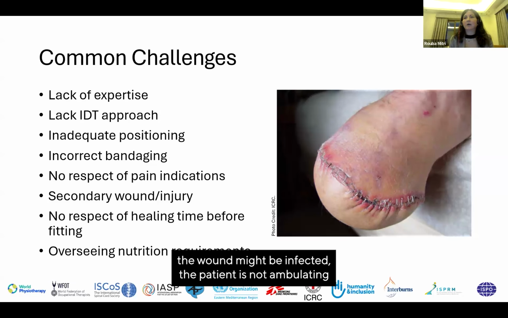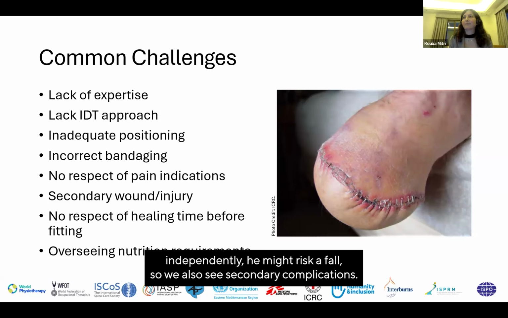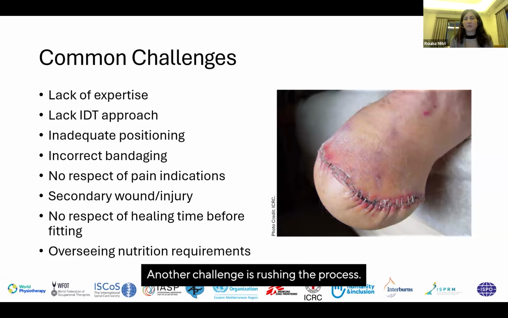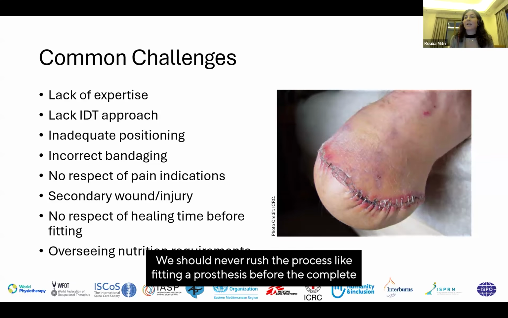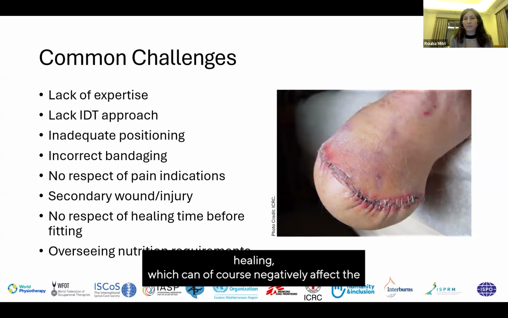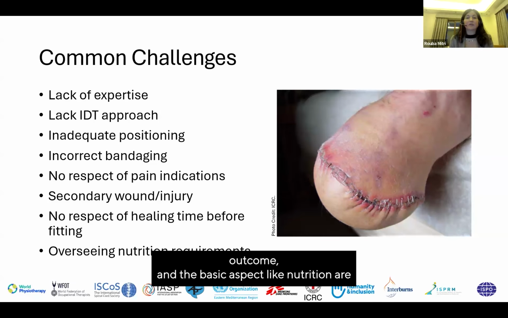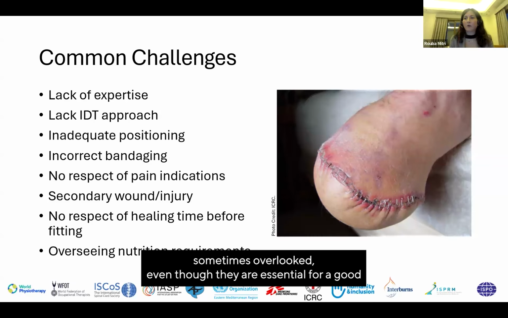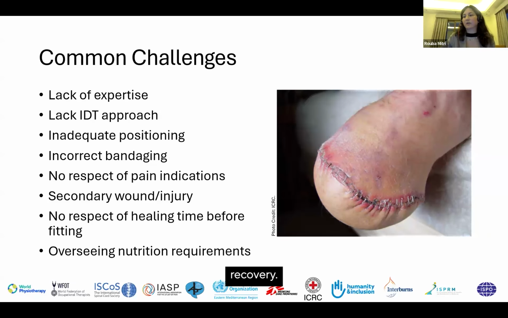Hygiene, the wound might be infected. The patient is not ambulating independently, he might risk a fall. So we also see secondary complications. Another challenge is rushing the process. We should never rush the process, like fitting a prosthesis before the complete healing, which can, of course, negatively affect the outcome. And the basic aspects like nutrition are sometimes overlooked, even though they are essential for a good recovery.